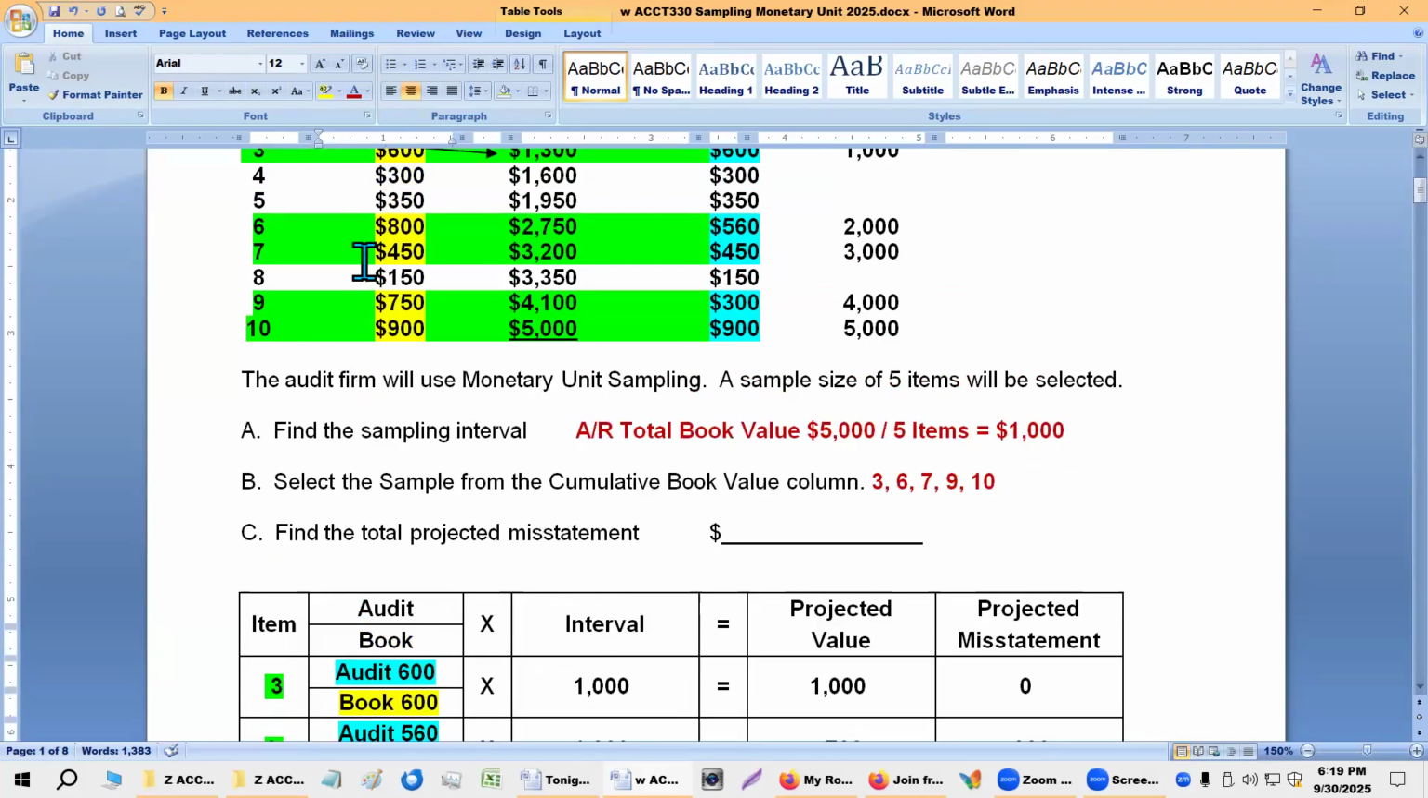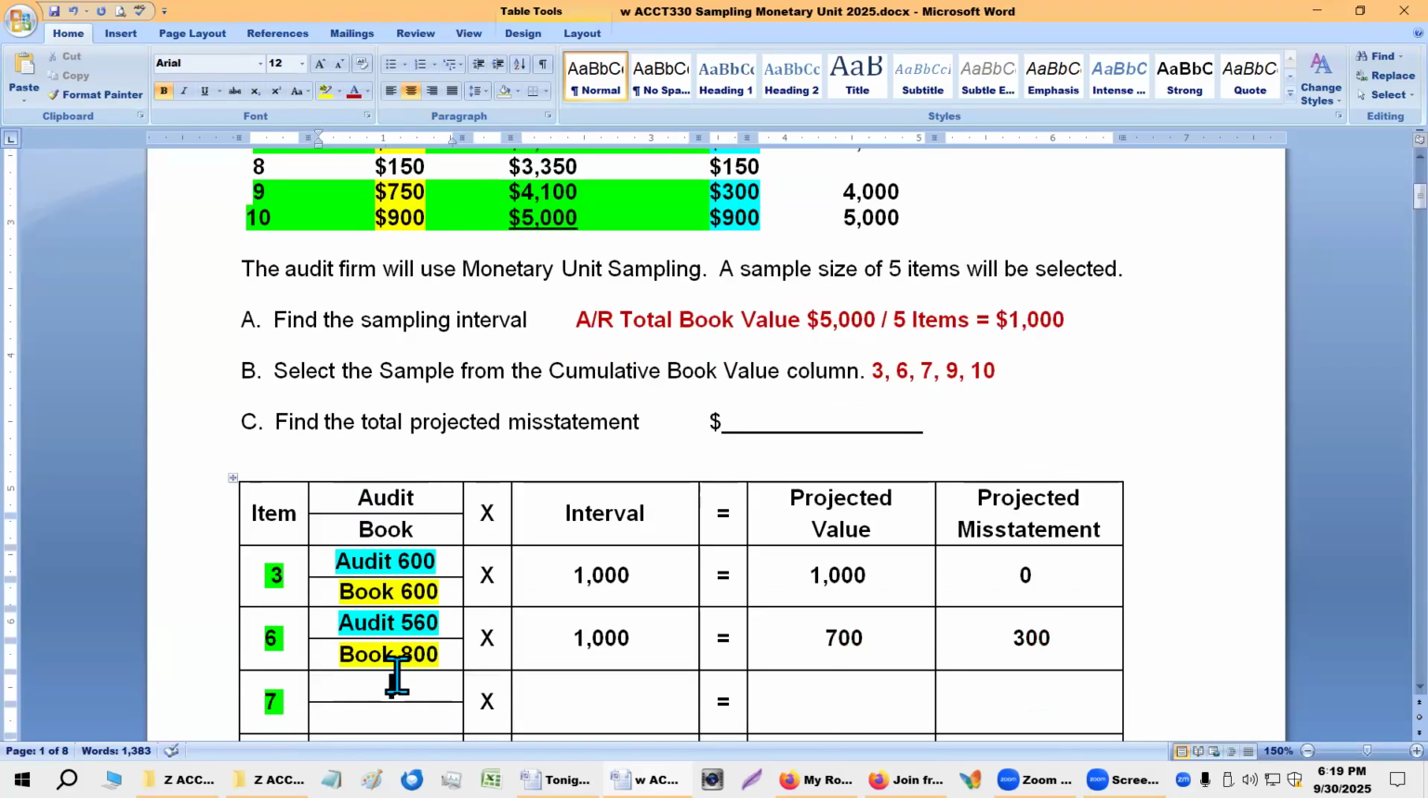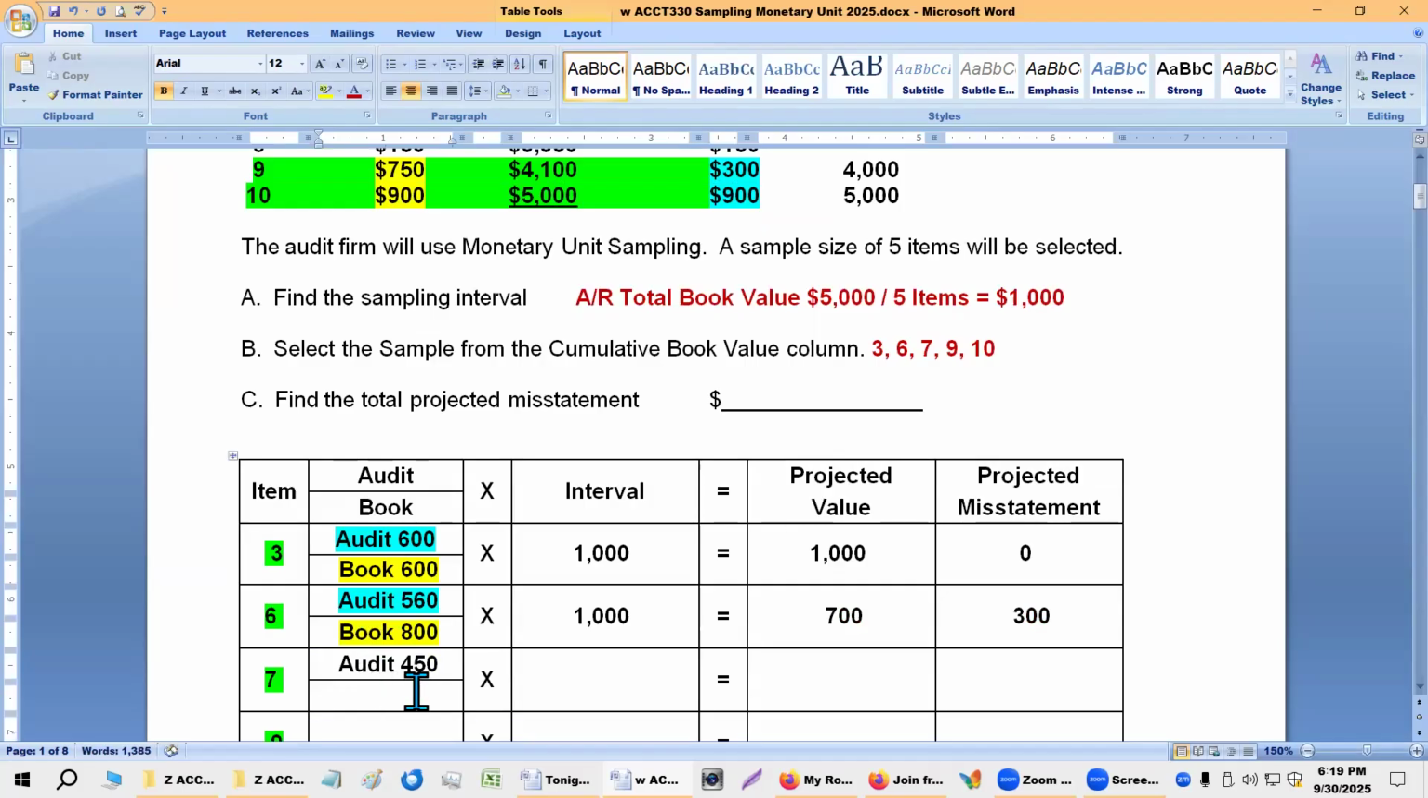7, 450 and 452. Okay. This one looks like everything is okay. 450 divided by 450 is just 1, so the projected value is just 1,000. The misstatement is 0.